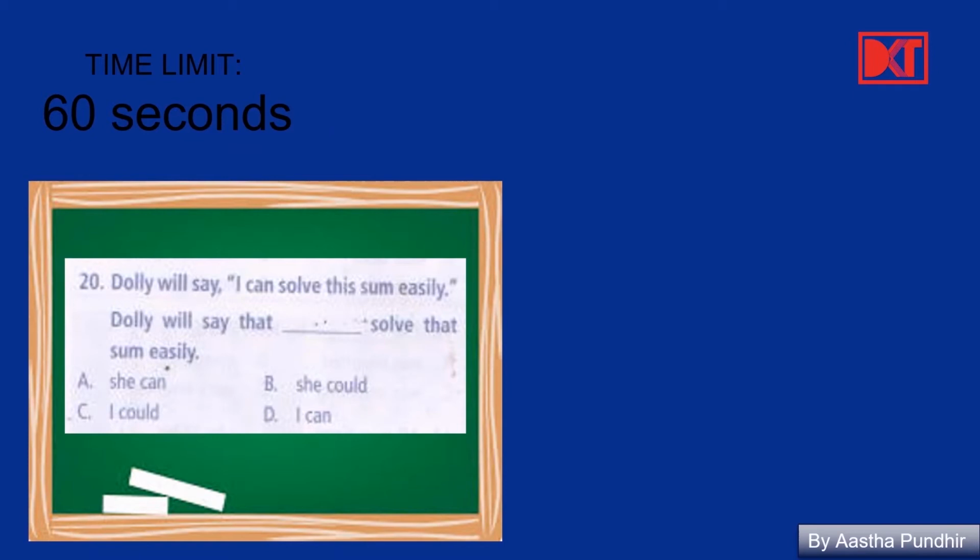Okay, so this question says, Dolly will say, I can solve this sum easily. So here, indirect speech: Dolly will say that dash solved that sum easily. Now here you see the options are A, she can, B, she could, C, I could, or D, I can. Here again, we're talking about future. Dolly will say that. Okay, future. So the answer will be she can. We're changing the pronoun and the verb will be can.